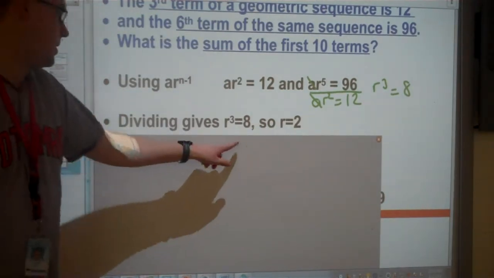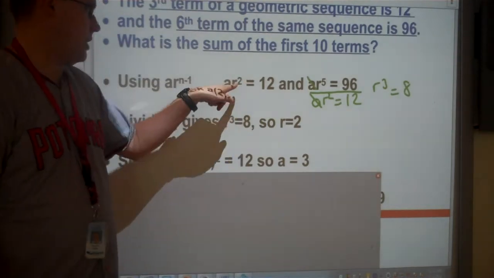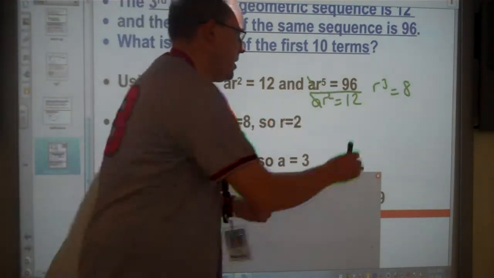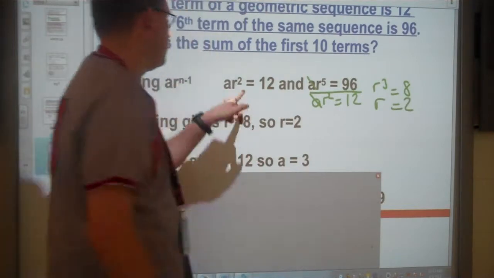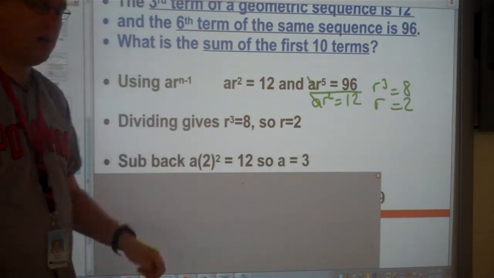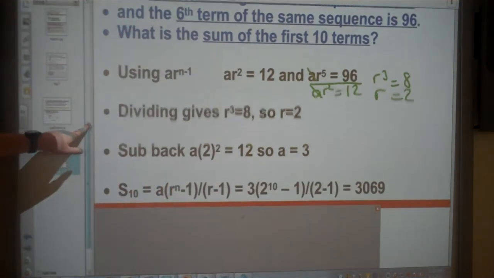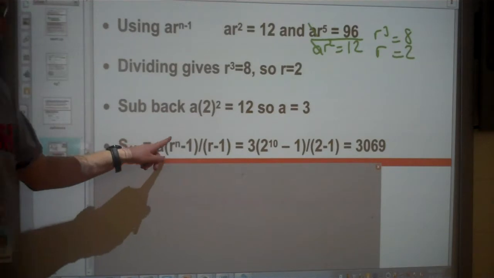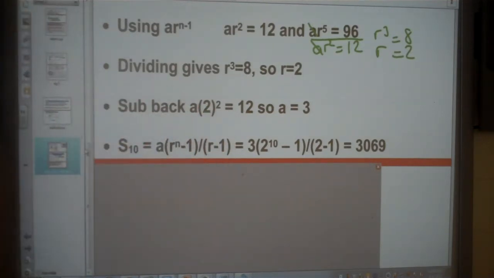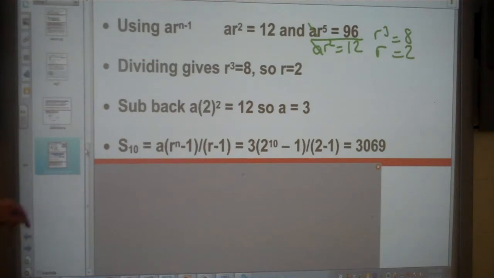Once we've got that, we can then plug back in to find out what a is. So if we do it on this one here, r cubed was 8, r was 2. So 2 squared is 4, so a times 4 is 12, therefore a must be 3. And once we've got 3, we can use our formula for the sum to n terms, a times r to the n minus 1 over r minus 1. I chose to use that formula because the ratio was 2, so it was greater than 1. And then if you plug that in, you should end up with 3069.